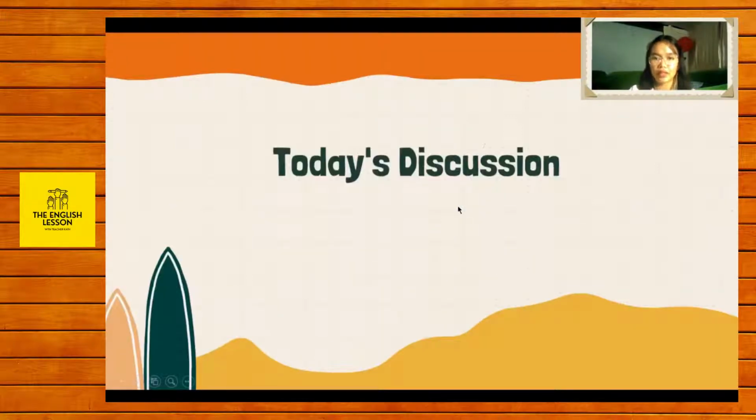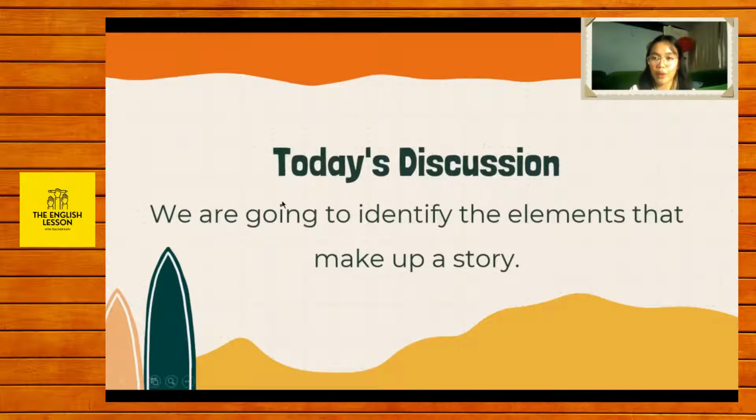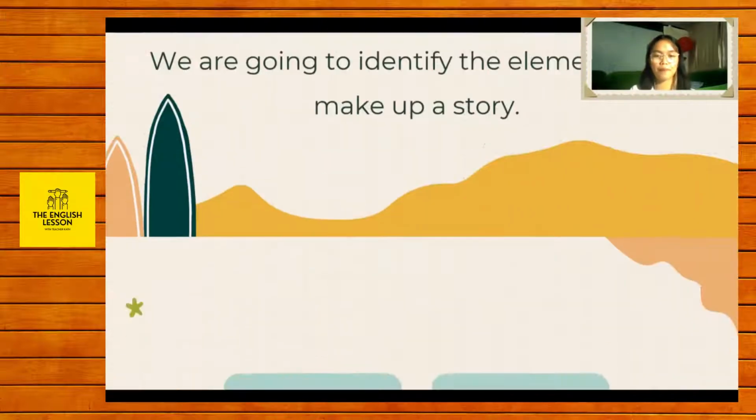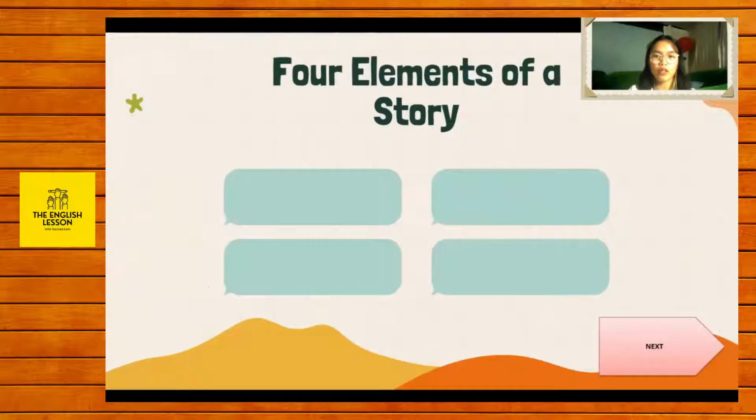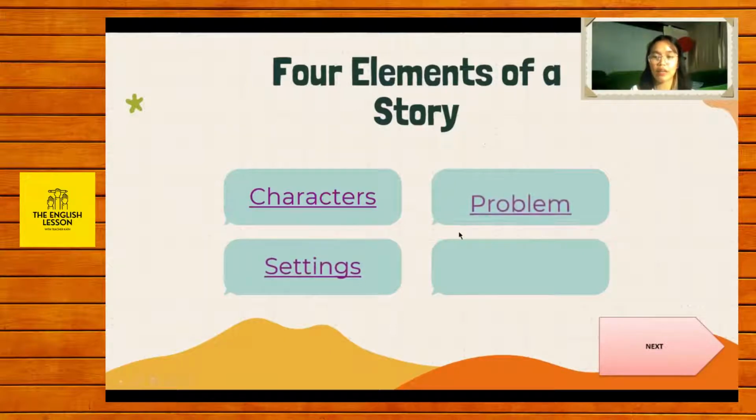So for today's discussion, we are going to identify the elements that make up a story. So yes, this would be the topic for today. In the 4 elements of a story, there are the characters, the settings, the problem, and the solution. So we will be defining each of them, okay?